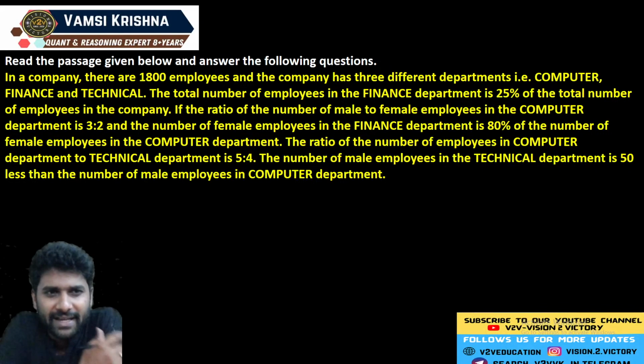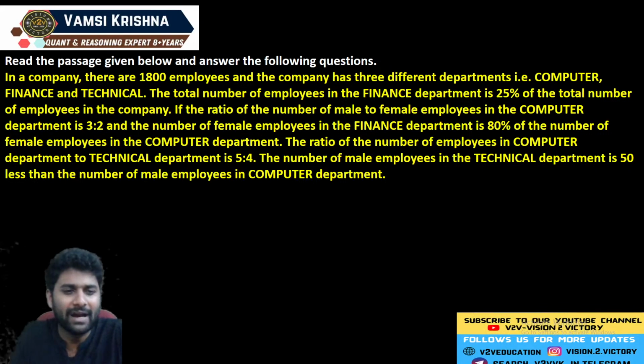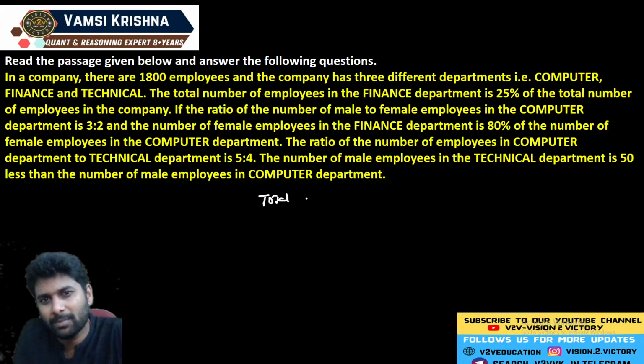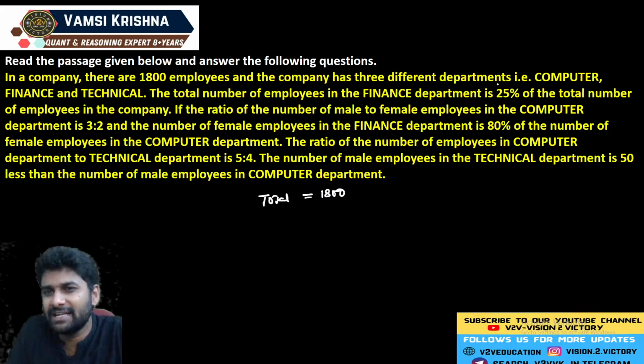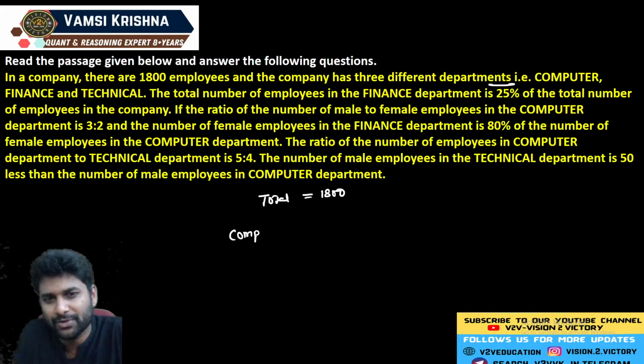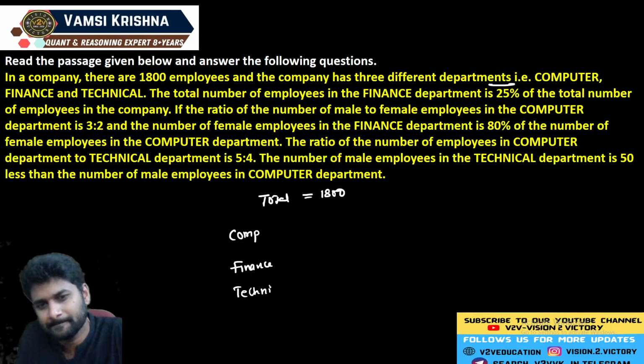Now see the question here. In a company, there are 180... 800 employees. See here, the total number of employees is exactly equal to 1,800. So 1,800 employees. In the company, they have three different departments: one is computers, another one is finance, and the third one is technical.